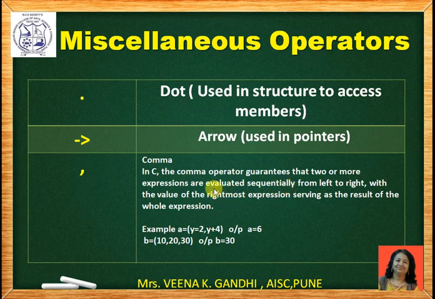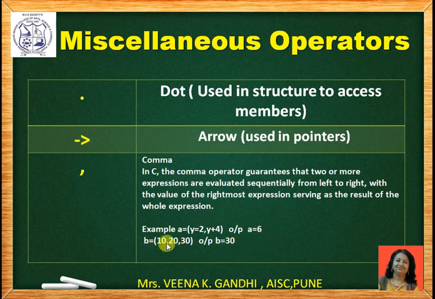But when we use comma as a binary operator, then it guarantees that two or more expressions are evaluated sequentially from left to right, and the value of the rightmost expression will serve as the result of the whole expression. Now, what is the meaning of this? For example, a equal to, in round brackets, y equal to 2, comma y plus 4. So inside the round brackets, y equal to 2 will be evaluated first, and this value will be used in the rightmost expression. So 2 plus 4 will be 6. So A will be 6.